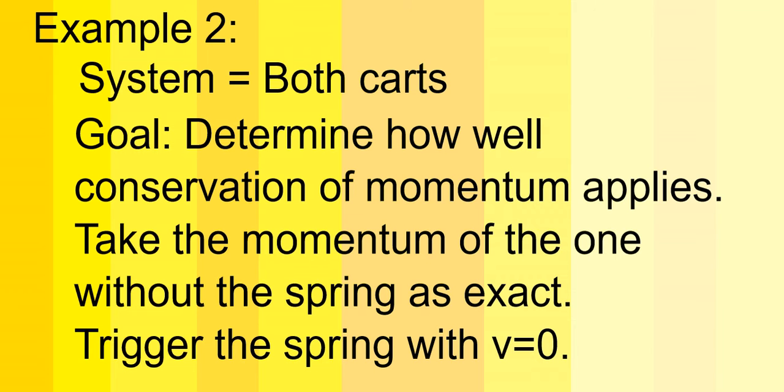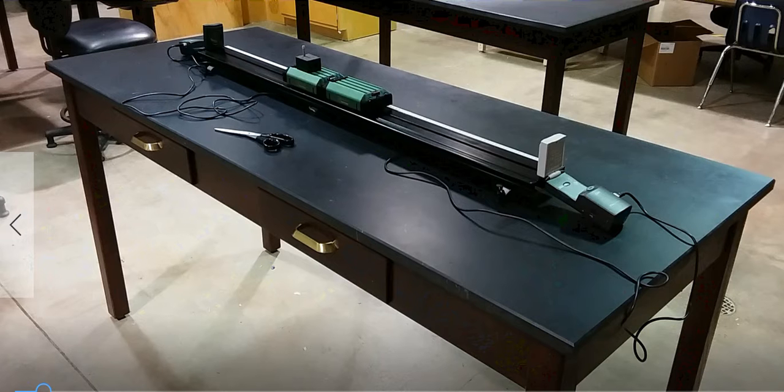On our next problem, we're going to look at the system as being both carts together. The goal is to determine how well conservation of momentum applies. Even though there's going to be a spring mechanism inside of it, and there will be forces applied, that force will actually be an internal force. So we're going to take the momentum of the one without the spring as exact. That'll make a little more sense when we look at the situation. And we're going to trigger the spring with the velocity actually being 0.